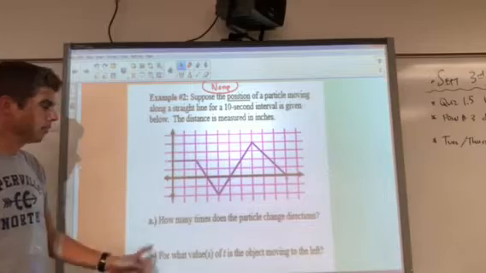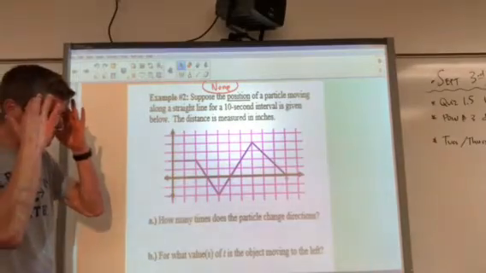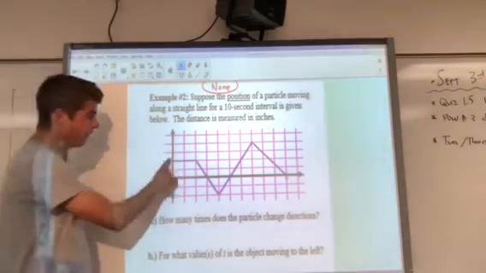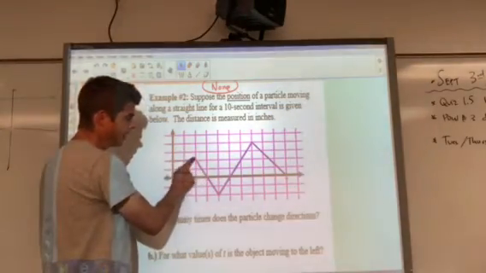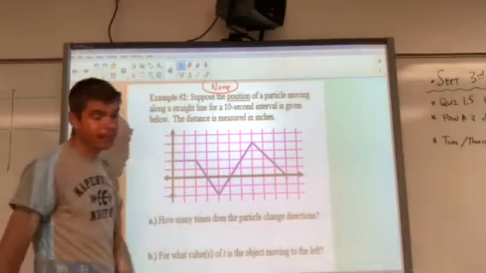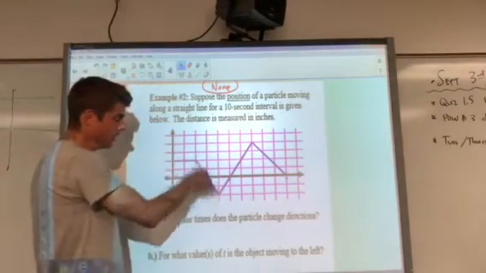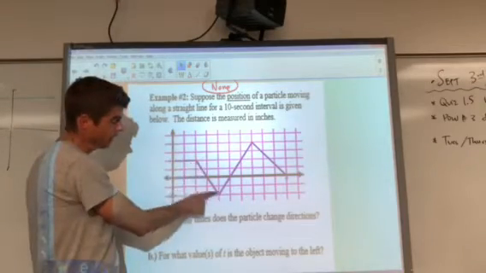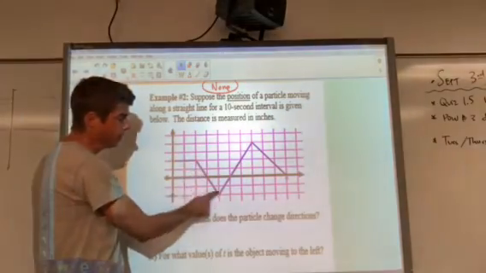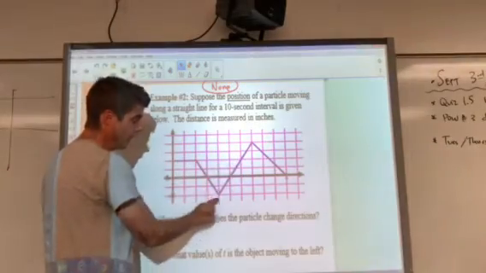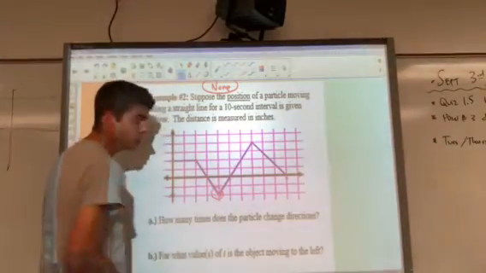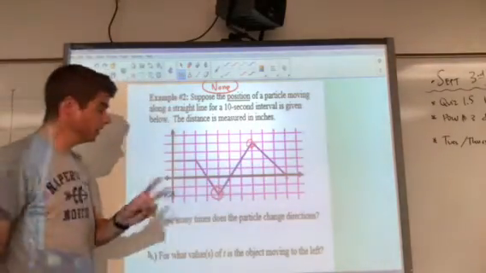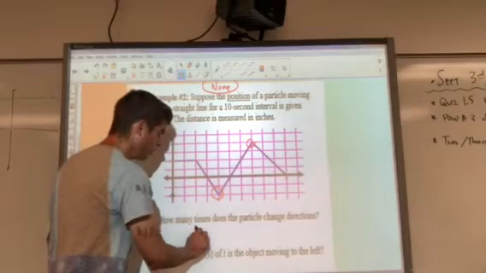So how many times does a particle change directions? That translates to, okay, how many times does the slope change? Well, here I have a zero slope, and here I have a negative slope. I technically haven't changed signs. 0 to negative is not good enough. I actually have to go negative to positive. So here's a negative slope, so that's a negative derivative. Here's a positive slope. So at this instant here, I change directions. And here, I change directions. So it changes directions 2 times, okay?